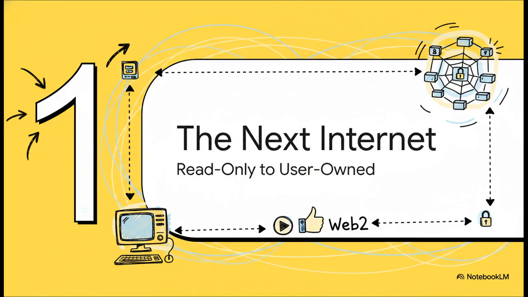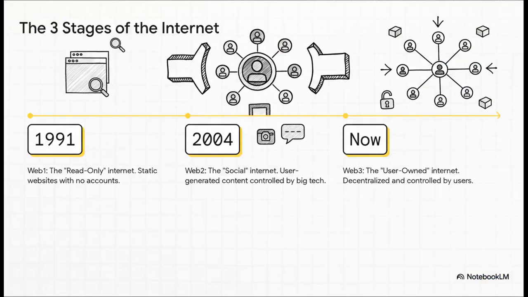To really get why Web3 is such a huge deal, we kind of have to take a quick trip back in time. You see, the internet that we use every day didn't just pop into existence. It grew in stages. Think of it like this. Back in the 90s, we had Web 1. This was the read-only internet. It was basically a bunch of digital brochures. You could look stuff up, but that was about it.